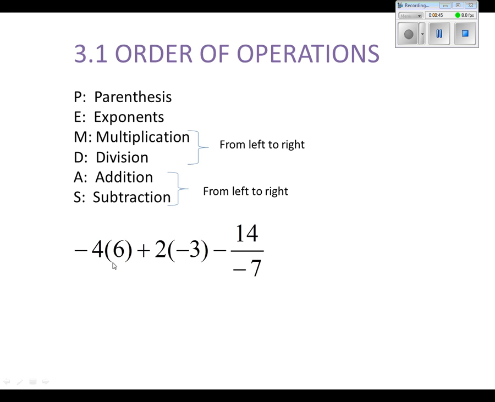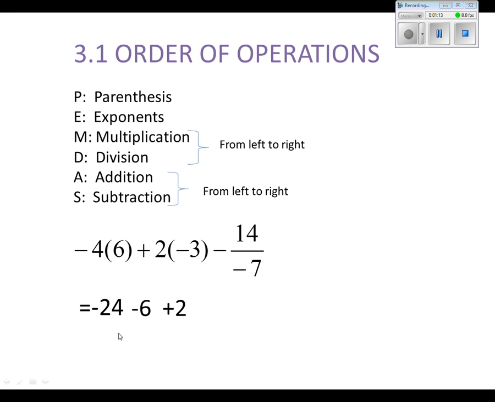So looking at these as integers, this is a -4 and a +6. You multiply them together and you get -24. This is a +2 times a -3. Keep in mind you're only allowed to write one sign between numbers. So a positive and negative gives you a -6. And then here two negatives will give you a positive, and 14 divided by 7 is +2.